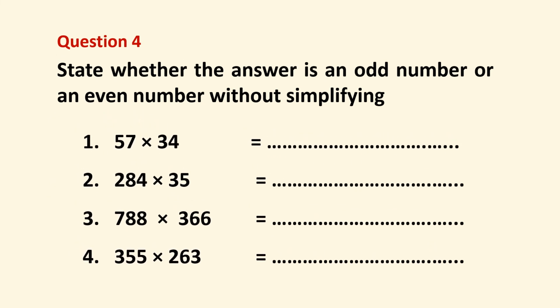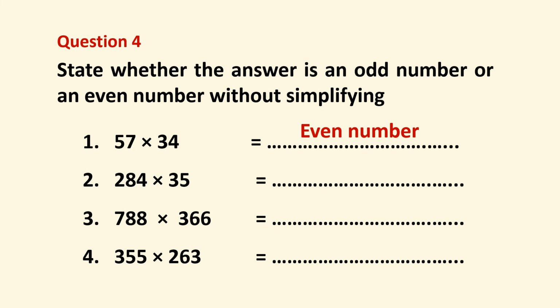Right, we'll move on to the questions. 57 multiplied by 34. 57 is an odd number, 34 is an even number. So odd number multiplied by even number, the result should be an even number.